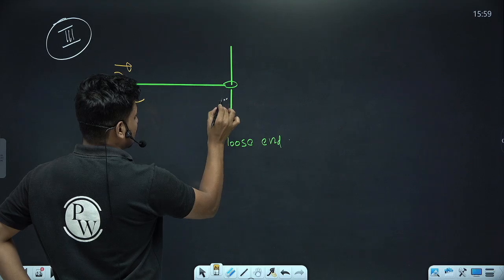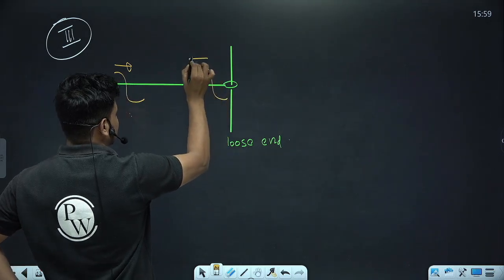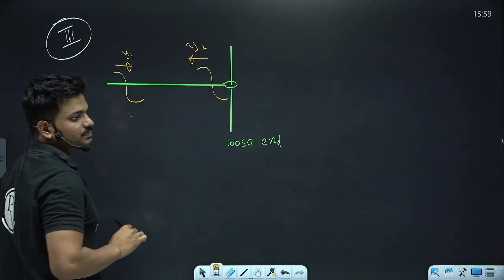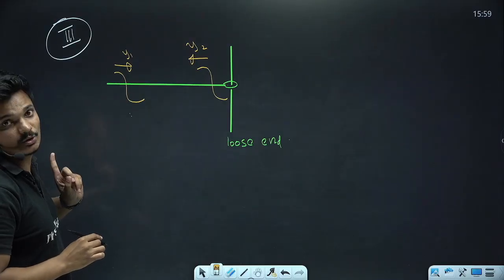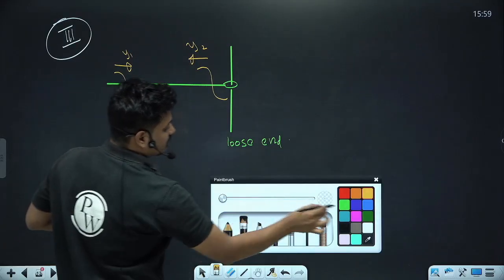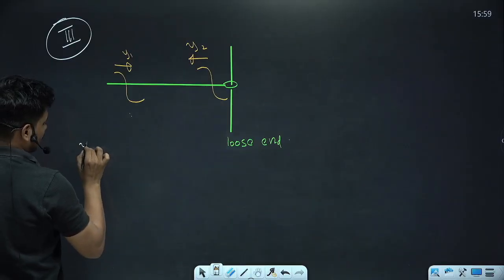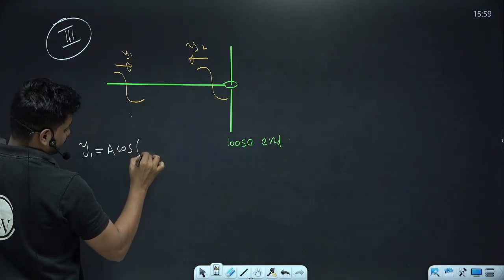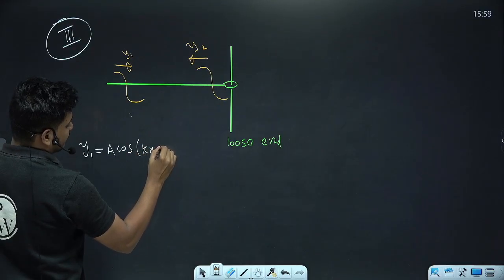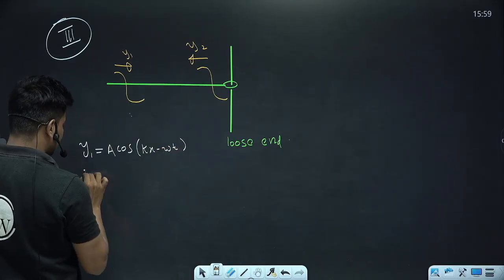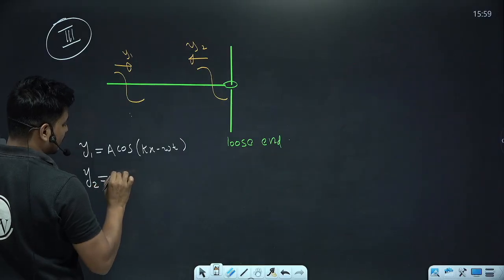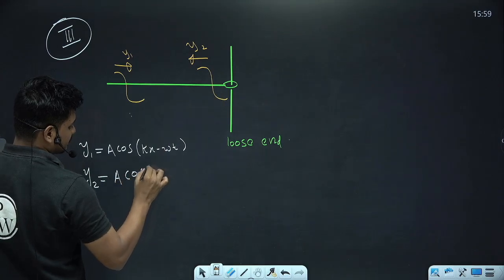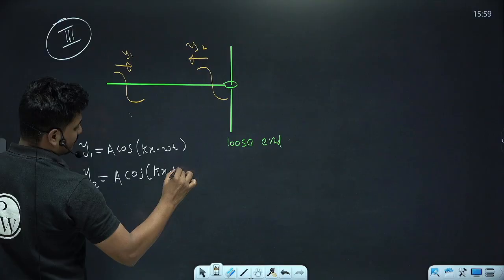So there is no phase difference. If this is y1 and this is y2, similar to a cos graph, not a sine graph, how can we draw our y1? y1 is equal to a cos(kx minus omega t). Then how can we draw y2, the reflected wave? This is reflected at a free end, so a cos(kx plus omega t).